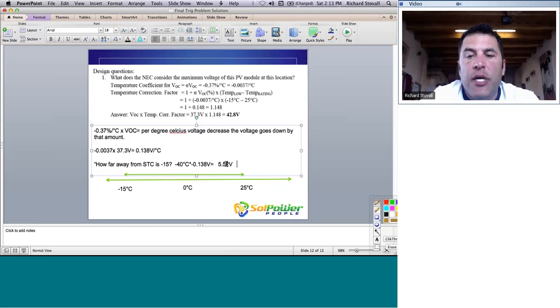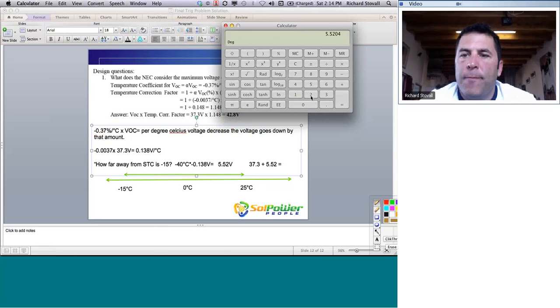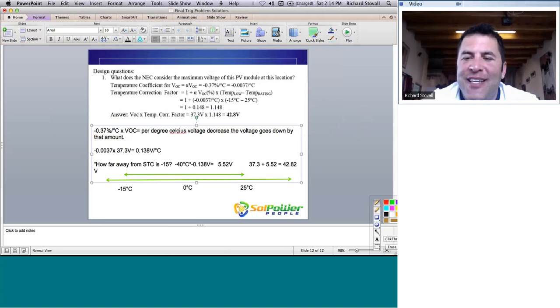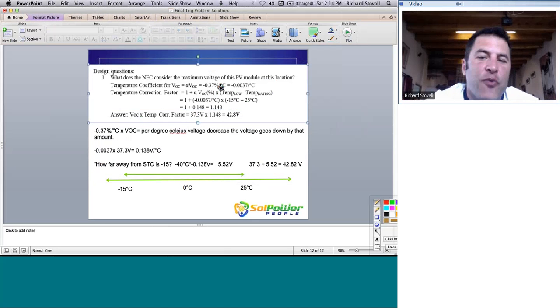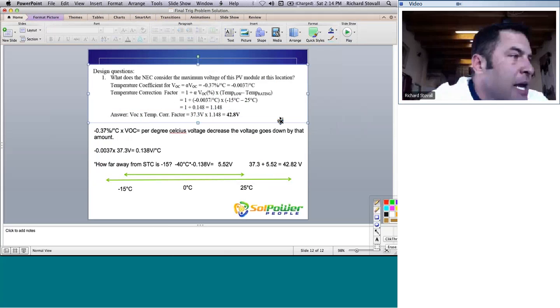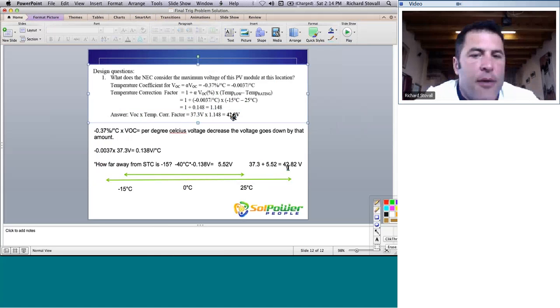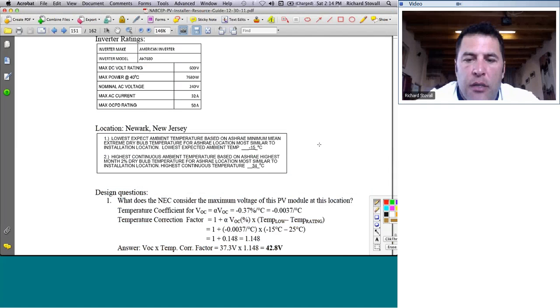But to determine the maximum voltage per module, it's just a matter of taking 37.3, that open circuit voltage, and adding the 5.52, which is equal to 42.82, which is the same answer that was given by Mr. Dunlop when he went through his process. It's up to you to decide which is easier. For me, it helps me process things more clearly when I break it down into the absolute voltage per degree Celsius and then just work with that number. But either method will get you to the same 42.82 volts. Okay, so, any questions on that?